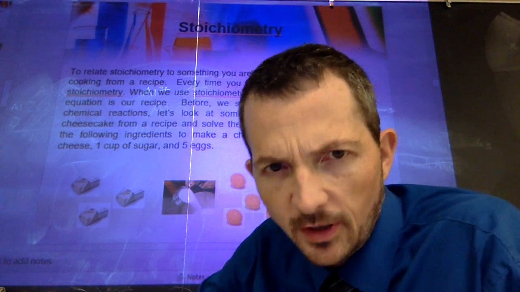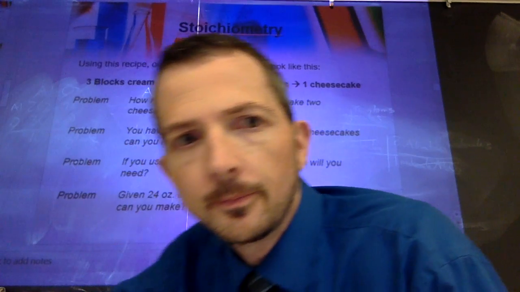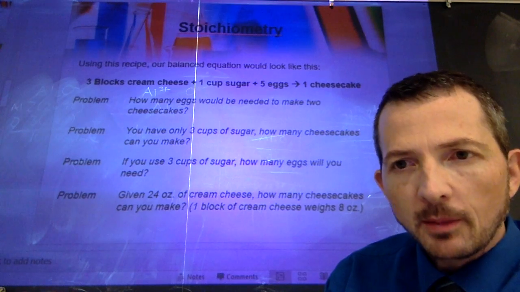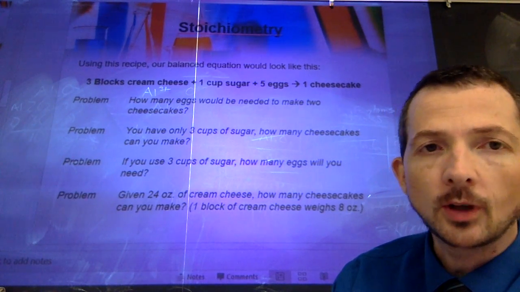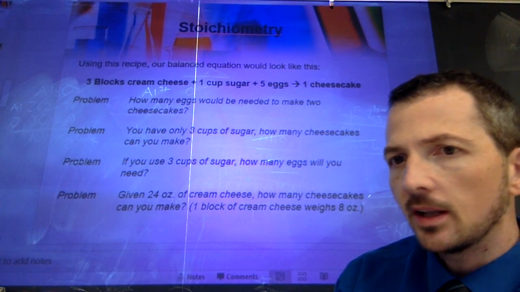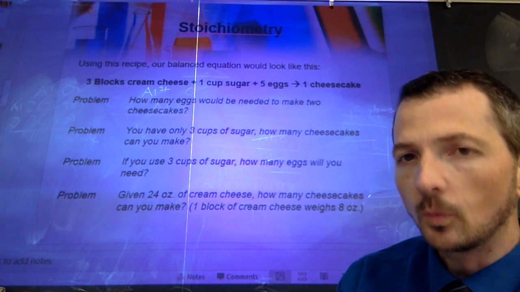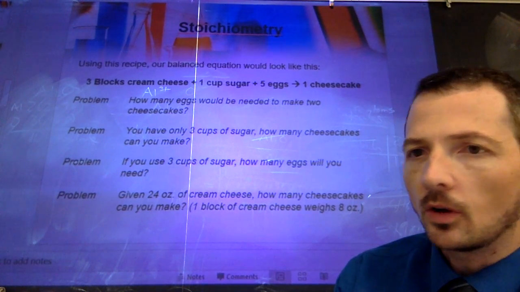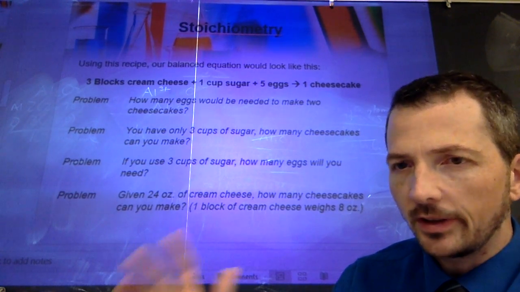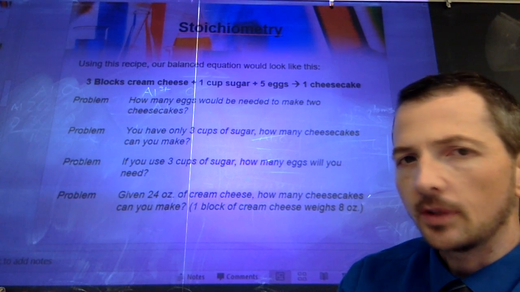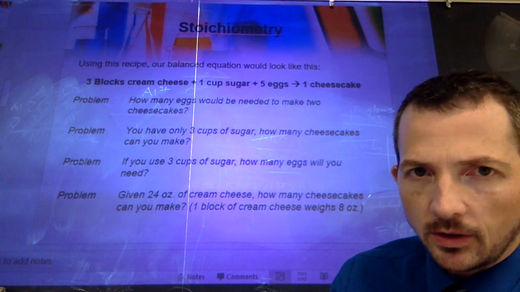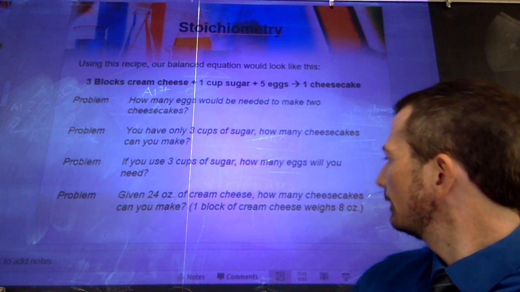And so let's look at some problems using this recipe. Okay, so I'm going to write out my recipe. My recipe is my balanced equation, as in chemistry. Okay, so I'm going to put that in a balanced equation form. So recipe is 3 blocks of cream cheese plus 1 cup of sugar plus 5 eggs yields 1 cheesecake. Okay, so now I'm going to use this using dimensional analysis. Now a lot of these problems with cheesecakes, because for some reason it's just easier to think about cheesecakes in chemistry, a lot of these we can do in our heads, but I'm going to go ahead and use the dimensional analysis to show you how you do that.